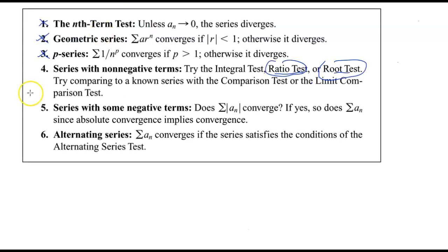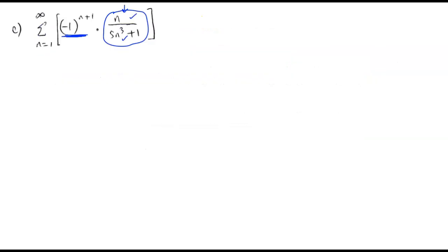That's why we're skipping ahead to step number 4, and we're going to try the ratio or root test, whichever one applies a little better. If this doesn't work for absolute convergence, then we'll come down here and do the alternating series test to test for conditional convergence. So that will be our strategy for this particular series.